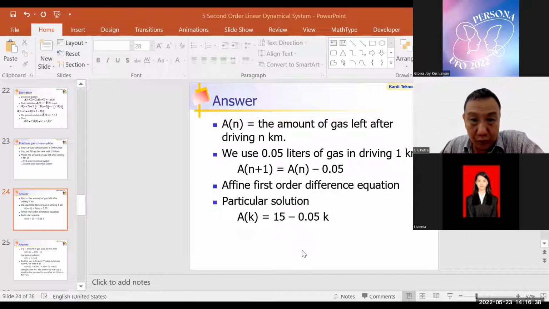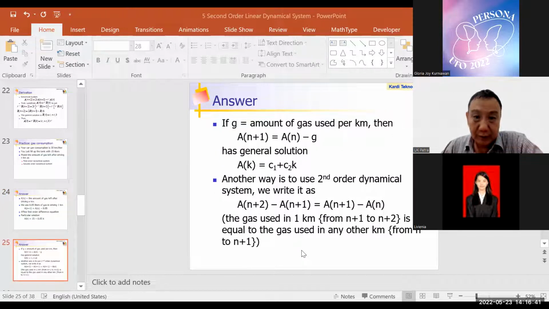Now, if you want to put it into second order, you put it this way. If G is the amount of gas used per kilometer, then we can define a n plus 1 equal to a n minus G. The general solution is this equation, right? Wait, I will put it this way.